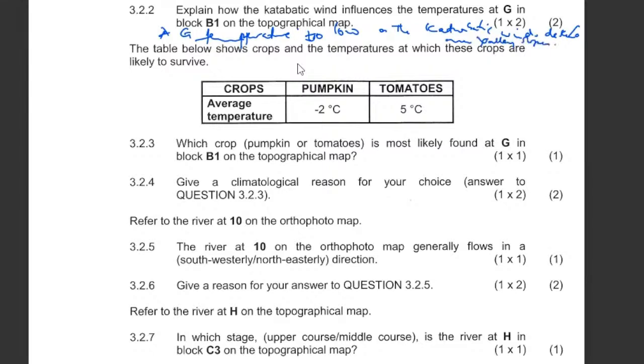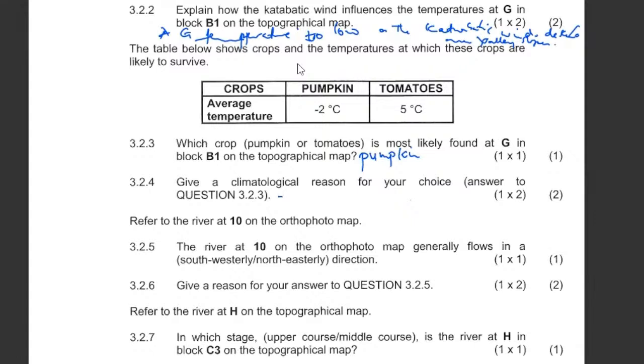The table below shows the crops and the temperatures. We have average pumpkins and potted tomatoes. Pumpkin -2, it can grow. This one can grow only when it's above. So which crop, pumpkin or tomatoes, most likely to grow at G? Since G is experiencing low temperatures, pumpkins are likely to grow. Pumpkin. Give the climatic reason for your choice.